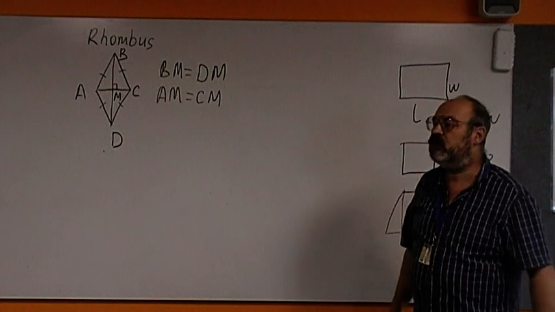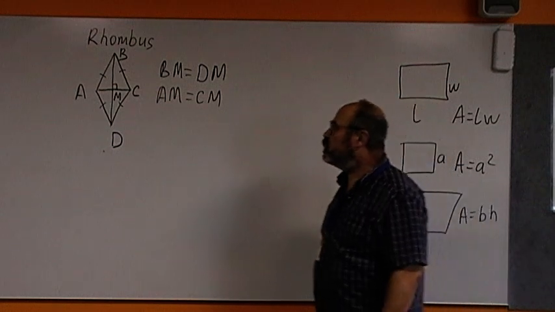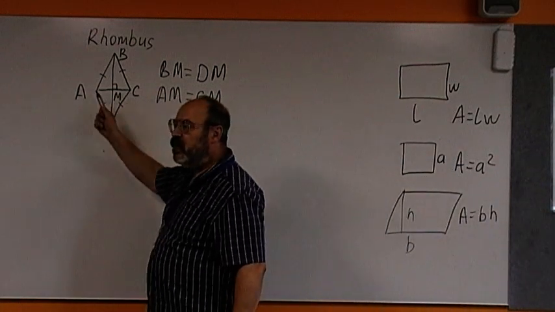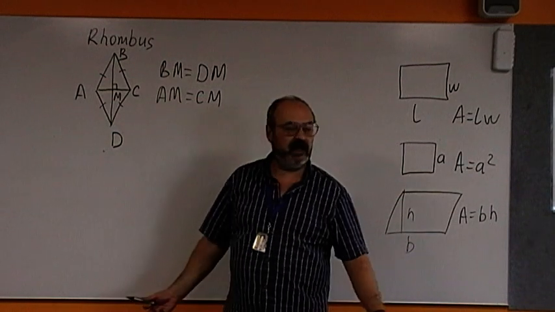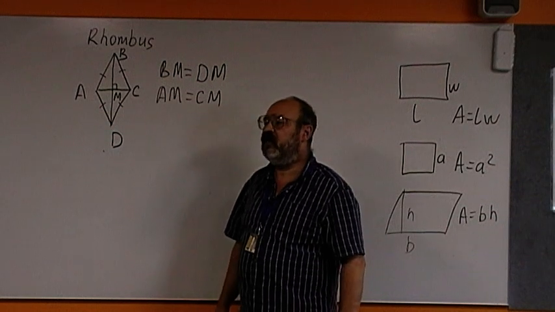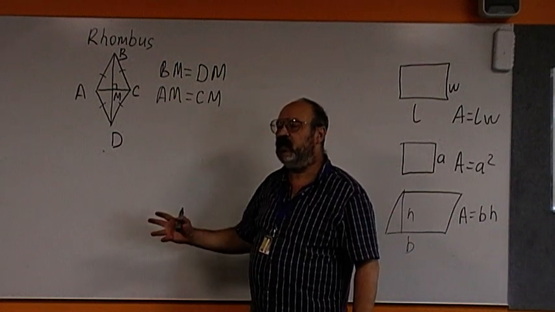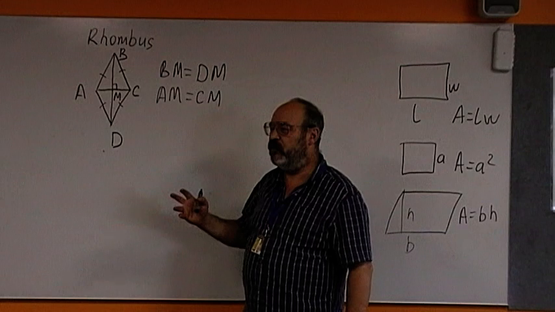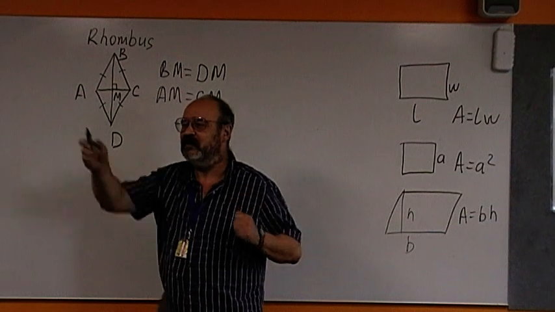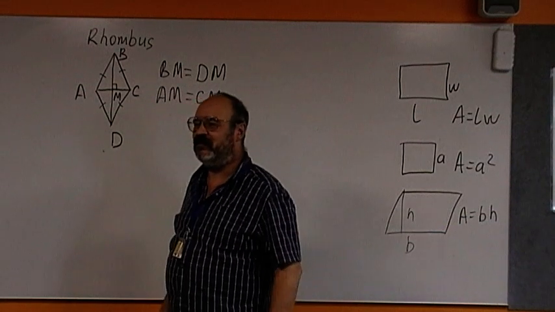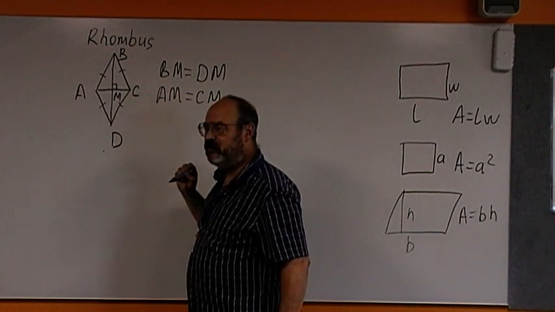And we will use that to derive the formula for the area of the rhombus. Because line AC divides this rhombus into two triangles which are exactly the same. Who knows the mathematical word for two shapes which are exactly the same? Congruent, yes, congruent. M is the point where the diagonals intersect.